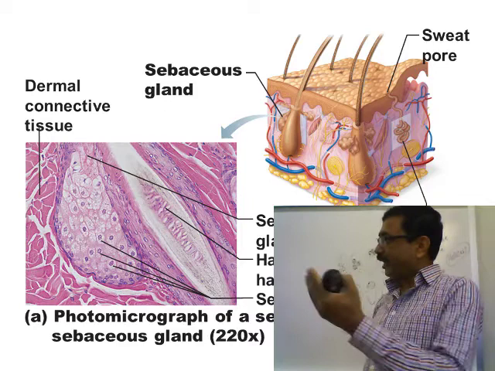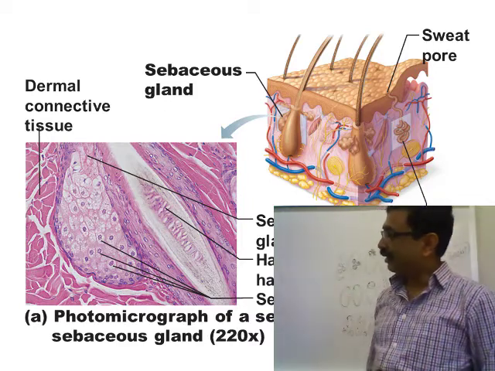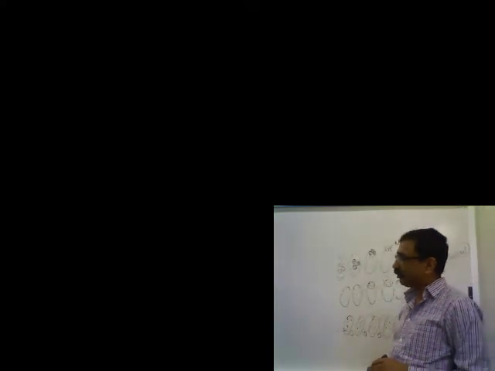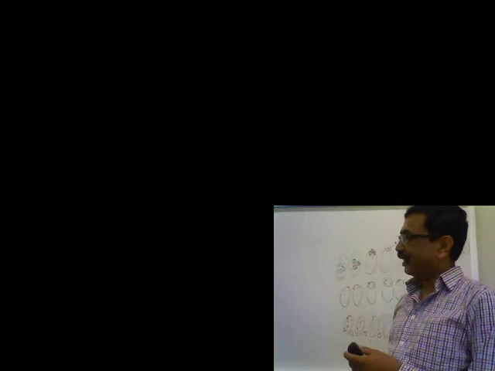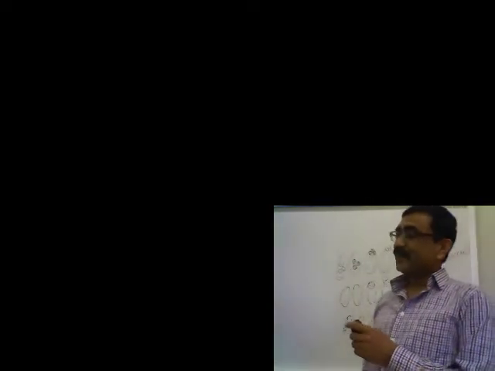On the left side you see the histology. If you make a slide and look under the microscope, you see the hair follicle and the sebaceous gland. Inside the sebaceous gland you have the secretory cells. Since the sebaceous gland does holocrine secretion, all these secretory cells are destroyed, right? Holocrine. And you have stem cells around them. Those stem cells produce new cells again.